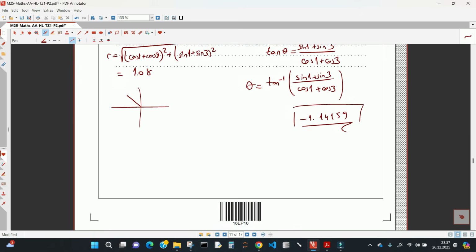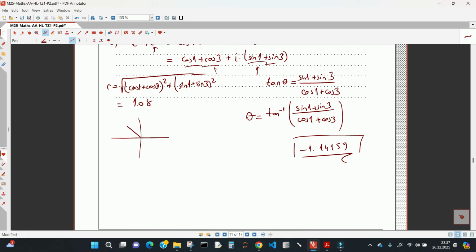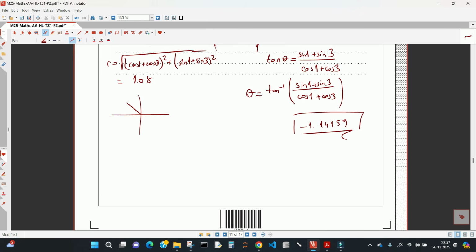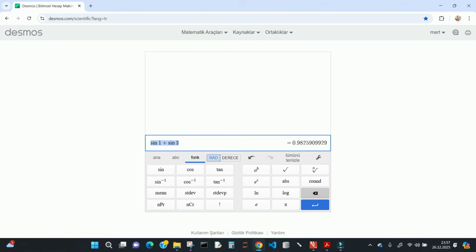So what can we do? I know that the period of the tangent is pi, so I can add pi to this angle. So we can find pi minus 1.14159. Actually, it's going to be 2. Let's check it. Pi minus 1.141, it is 5959. Okay.